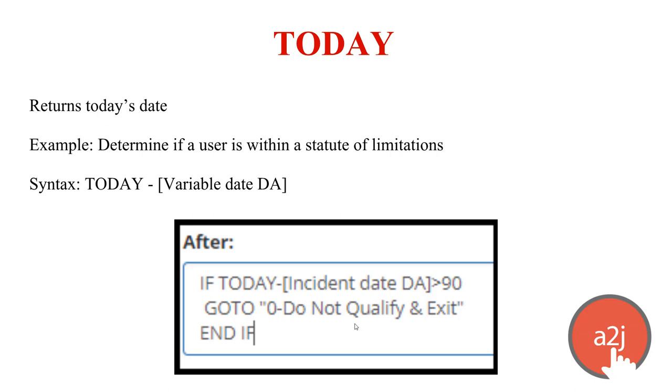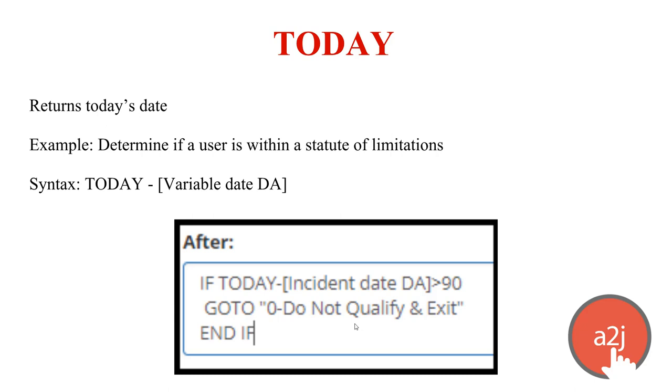August 31st, 2017. The today function returns today's date. So a way this is used commonly is to determine if a user is within a statute of limitations. So you can use, for example, in the screenshotted logic here, if today minus the incident date is greater than 90. So whatever today's date minus whatever they told you the incident date was is greater than 90 days, then you're going to go to a page that says, I'm sorry, you don't qualify, you don't meet the statute of limitations.